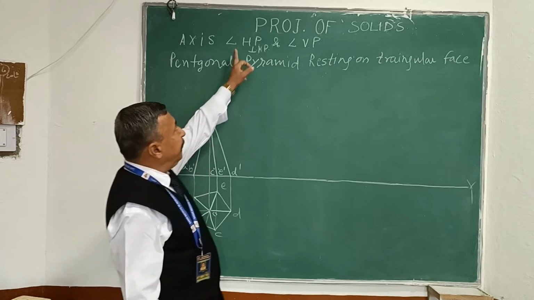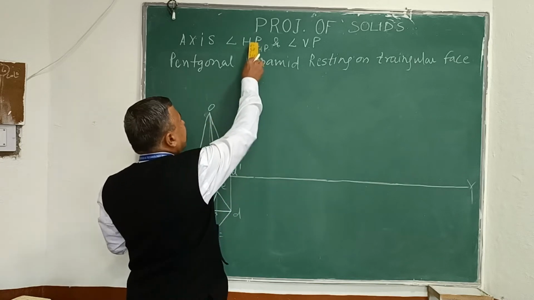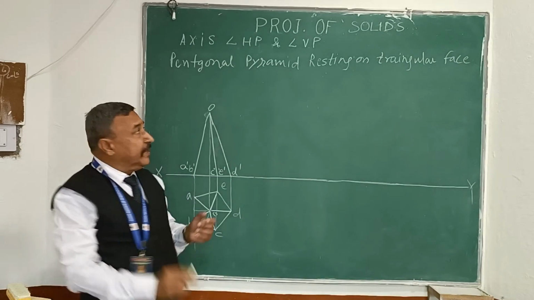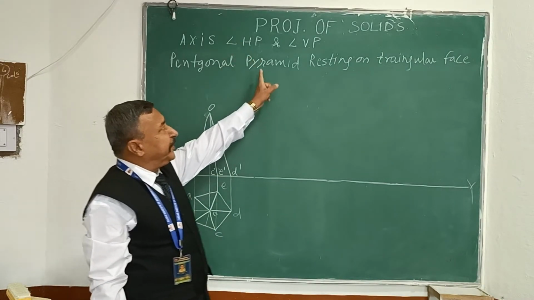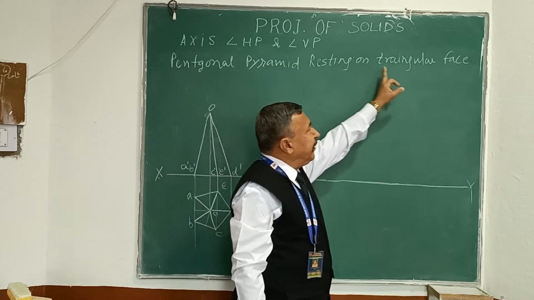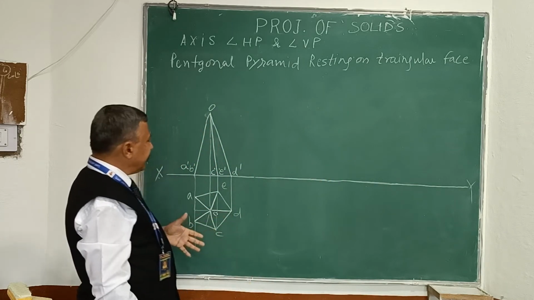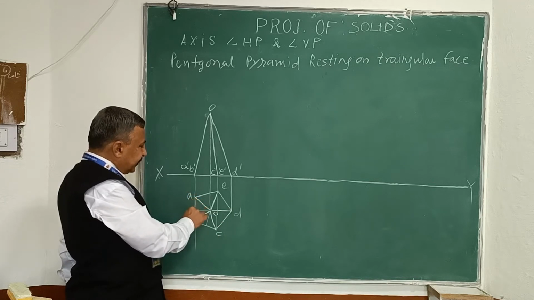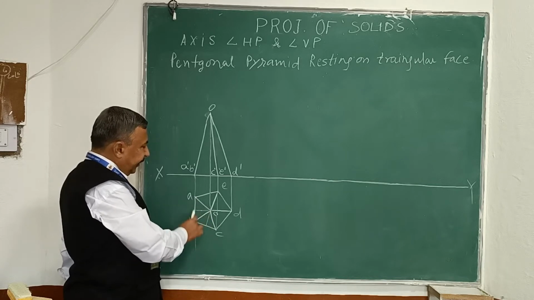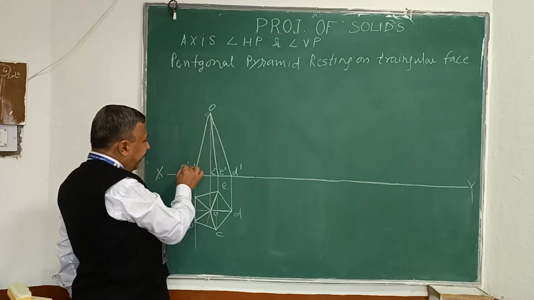Now we go for the next position, that is axis inclined to HP. Now for axis inclined to HP, the position is given, see here how: resting on a triangular face. So which triangular face? This triangular face, see here, it is ABO.